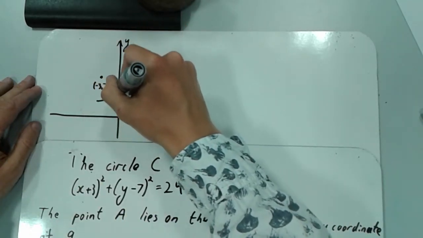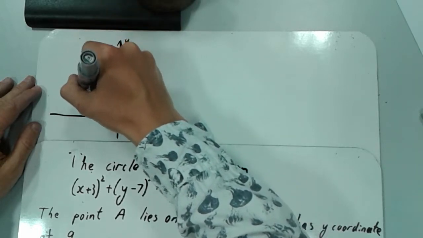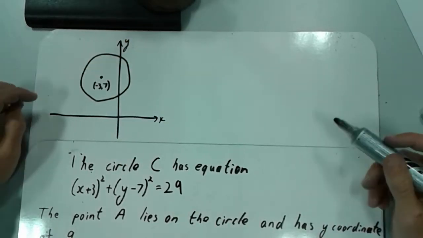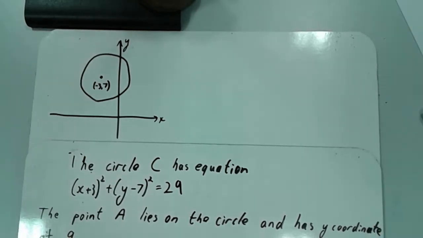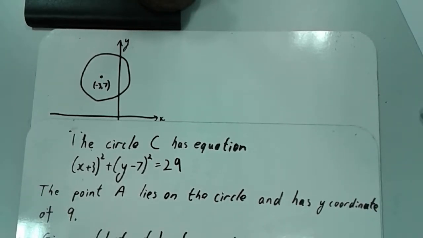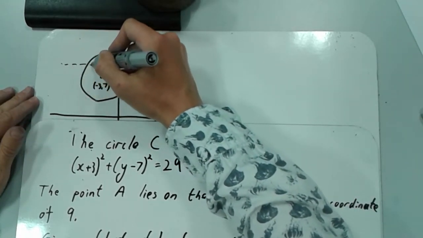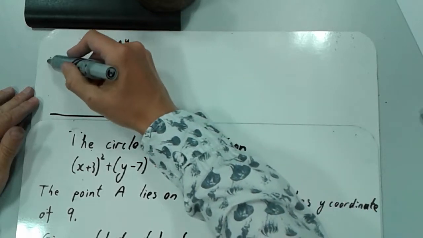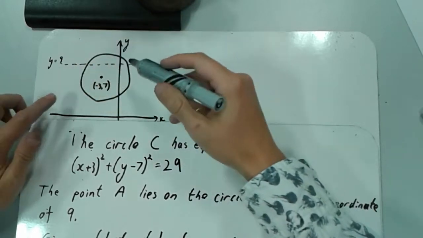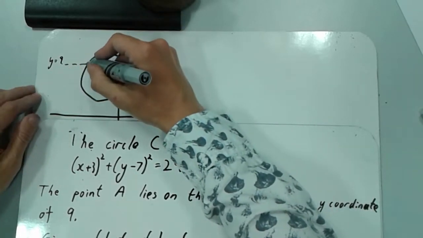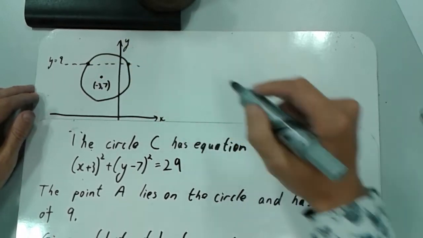So let's try and get something resembling a circle. That's close enough. Okay, so we've got our circle drawn. Now we can move on to the next part of the question. The point A lies on the circle and has y coordinate of 9. Okay, so if we draw on y equals 9, we can see there are actually 2 possible locations for A.